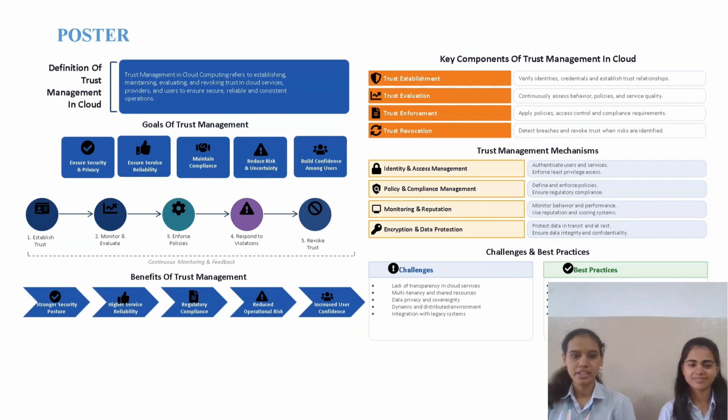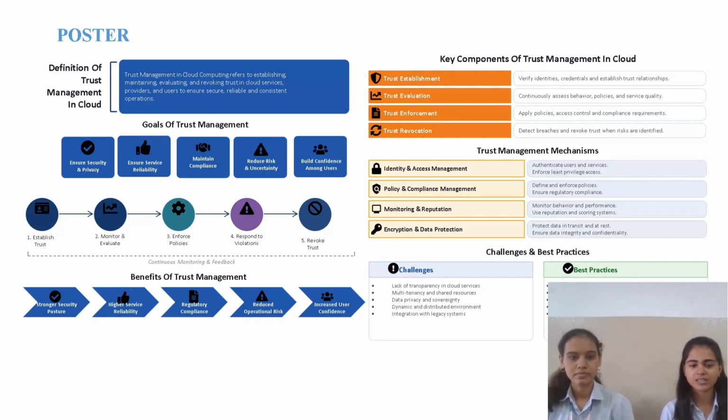So the next question is, what are the key advantages of a trust management system in the cloud? Okay, there are several advantages. First is enhanced security. Trust management ensures that only authenticated and authorized entities get access to the cloud resources. It prevents unauthorized access, which is the root of most breaches.